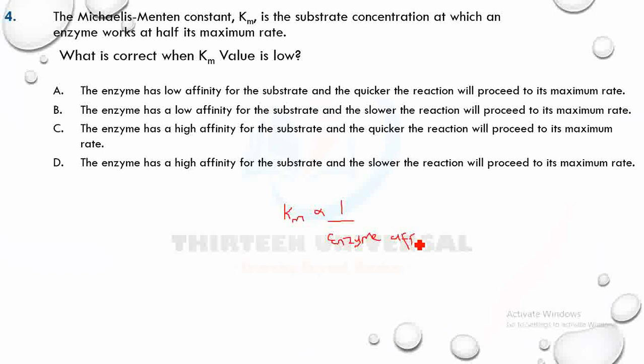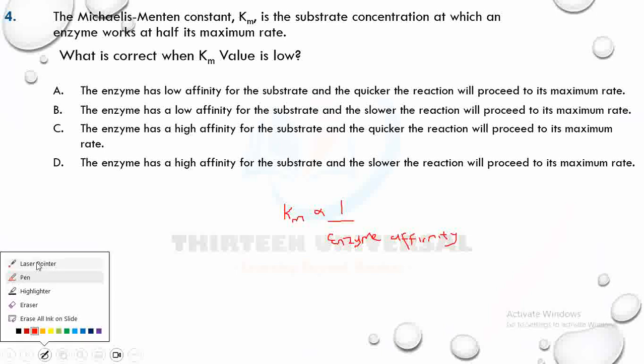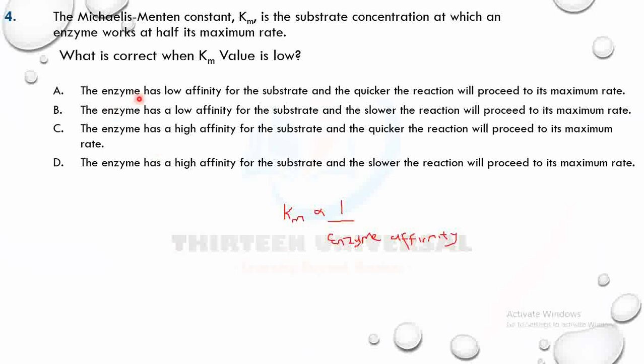So the enzyme binds less to its substrate. That means that Vmax also will be affected. So which option aligns with this concept? If the value of Km is low, it cannot have low affinity, because low Km gives us high affinity because of the inverse relationship. So A and B talk about low affinity. They are out of this game. They are disqualified because they don't align with the concept.